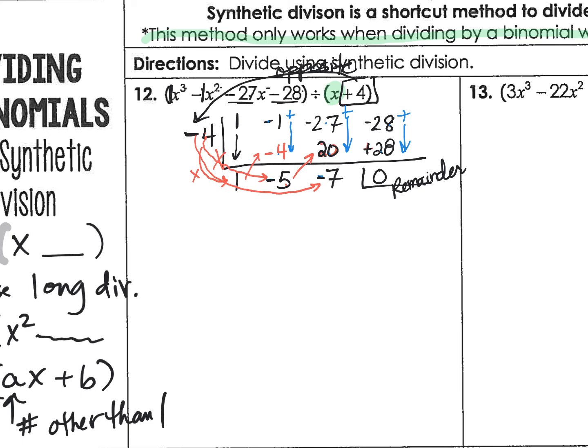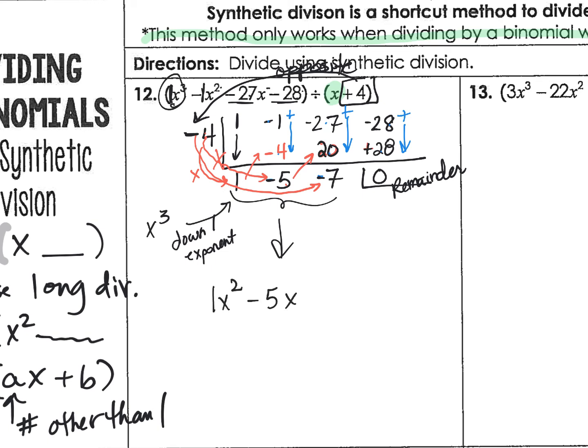Now, how do we write this answer? Because it's not got any coefficients. Do you notice how this is x cubed? So if this is x cubed, then this guy is down 1 exponent. So this whole thing becomes 1x squared minus 5x minus 7. Get what I mean about going down by one? If what you're dividing into is x cubed, then this first term would be x squared. This would be our answer.